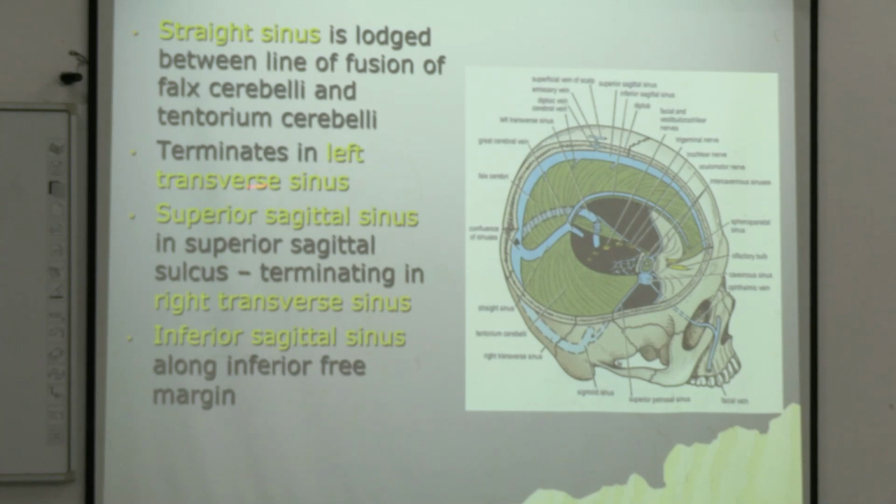It terminates in the left transverse sinus. This is the left transverse sinus. Superior sagittal sinus lies in the superior sagittal sulcus, terminating in the right transverse sinus. Inferior sagittal sinus runs along the inferior free margin.